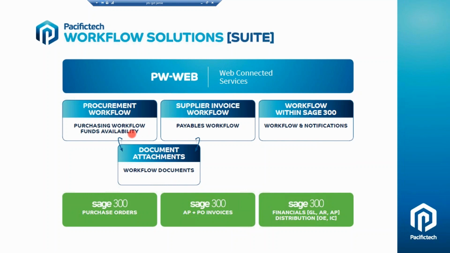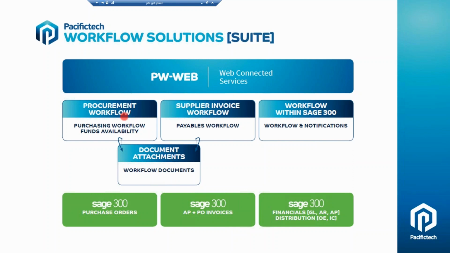And then we've also got the funds availability module. That's the GL budget checking. It also does project and job costing budget checking as well. For some businesses, that whole budget checking is very important. Then down below there is workflow documents. This module lets you attach your supporting documents to your transaction, so you can attach your quotes from your suppliers. Those can be in PDF format or Word or Excel or bitmap, so multiple formats can be supported.